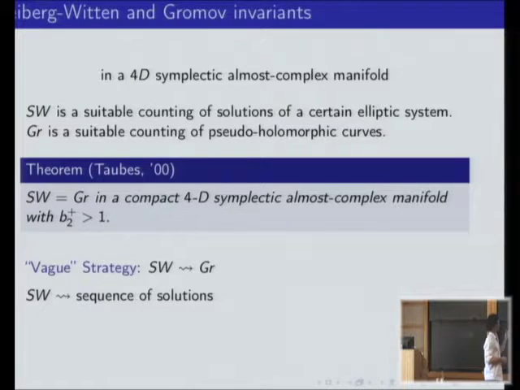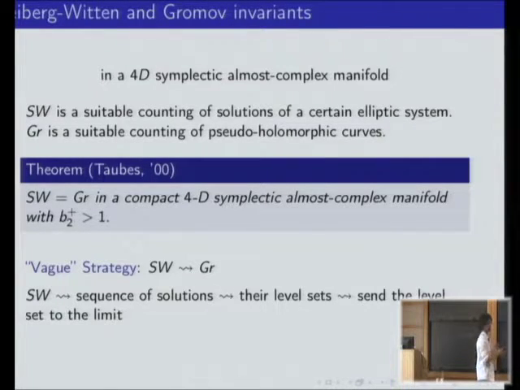So the strategy of Taubes at some point requires, in order to make this connection, to study a sequence of solutions to the elliptic system that you have. So these solutions are basically maps from your four-dimensional manifold into C. And it takes some suitable level sets, like a counter image of the origin of C. So these are two-dimensional manifolds in the four-dimensional ambient manifold, and he passes these level sets to the limit. So you have a sequence of two-dimensional smooth submanifolds, and you send these to the limit.